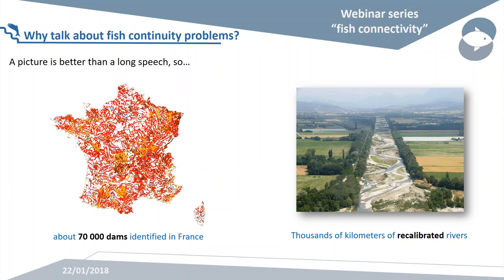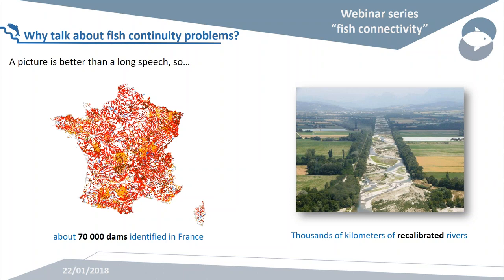But we also have a problem with recalibrated rivers. See this picture on the right side. I call this picture the Strangled River. You can easily understand why. This is the Drôme River in the Alps, and you can see how dikes reduce the active bed of this river, and it's also a big problem for lateral continuity for fish.